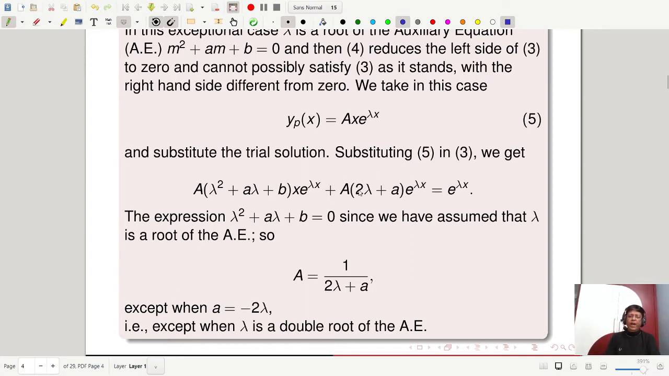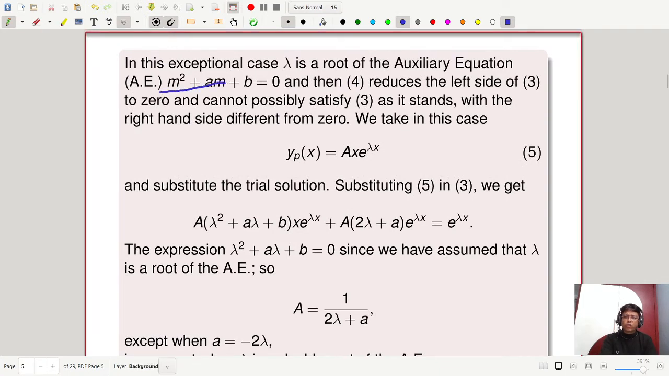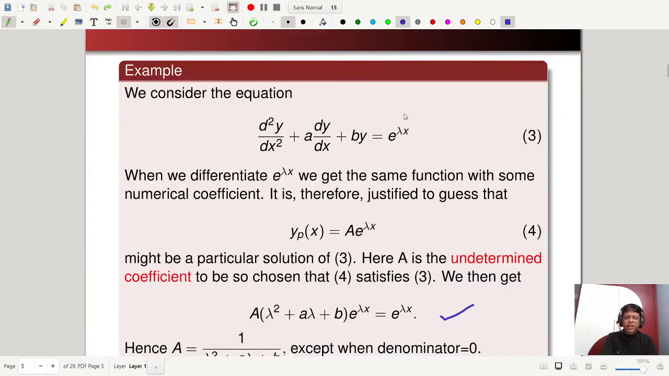So, if lambda is a root of the auxiliary equation m square plus a m plus b equal to 0, this is the auxiliary equation. Then 4 reduces the left hand side of 3 to 0, and it cannot possibly satisfy 3 as it stands with the right hand side different from 0. So if lambda is a root of the auxiliary equation, then your left hand side must be 0, but look at the right hand side, it cannot be 0. So the left hand side is not equal to the right hand side.